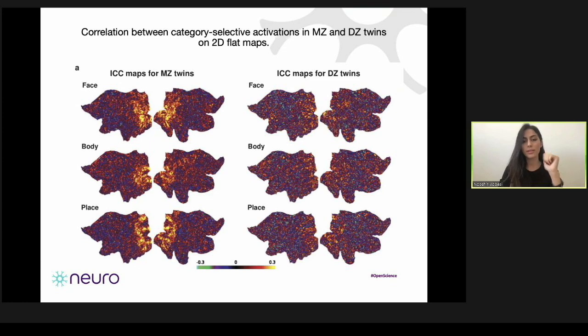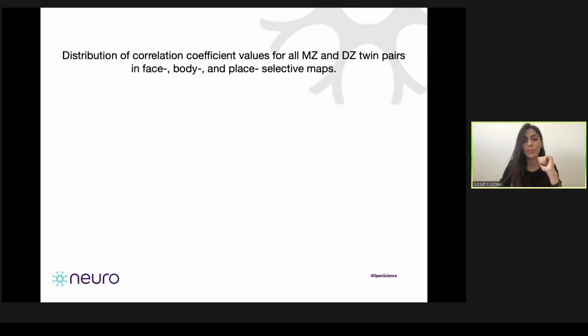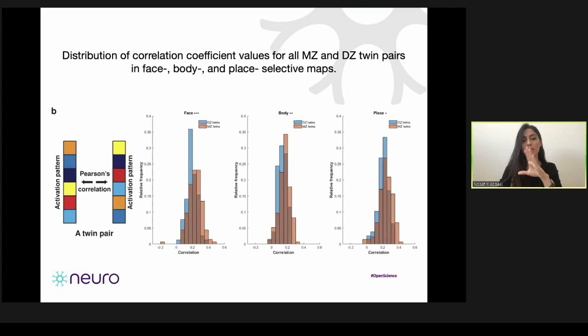To quantify this effect, we performed another analysis, which was a Pearson correlation test between a twin and the co-twin, and plotted the distribution of correlation coefficients for all MZ and DZ twin pairs in all 3 categories. And as you can see again, MZ twins showed higher correlation coefficients on average compared to DZ twins.